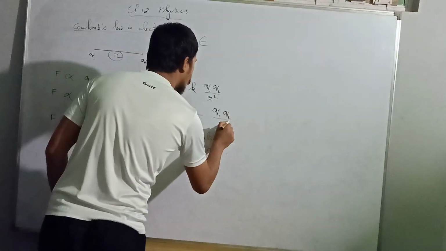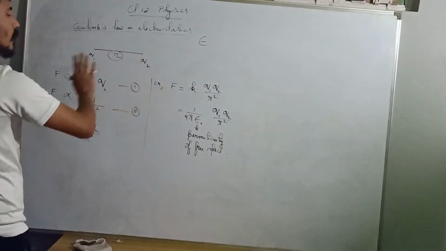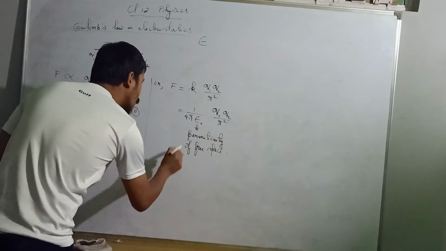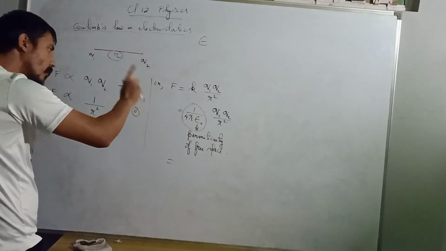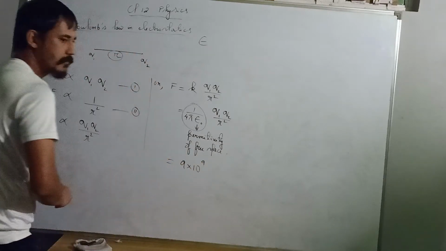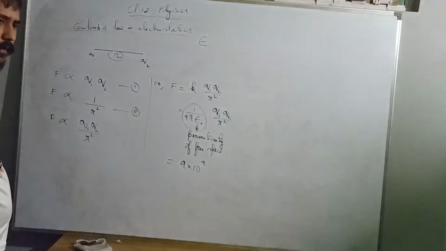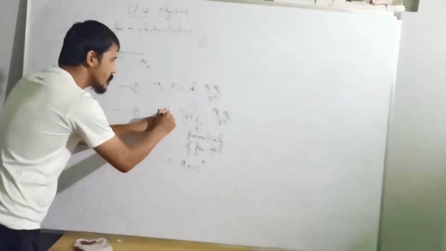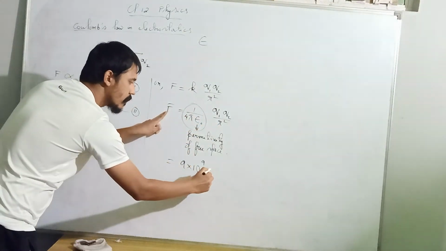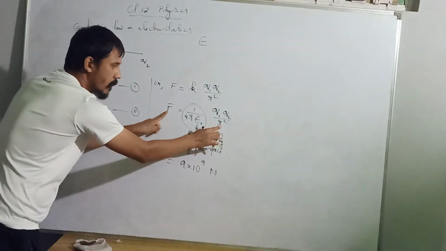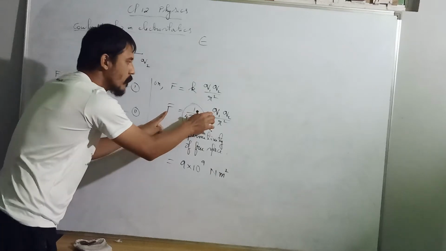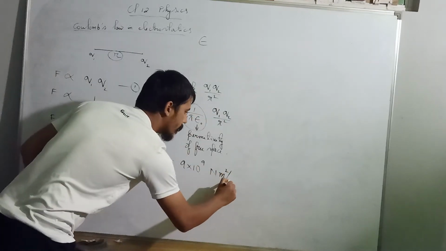F equals Q1 Q2 by R square times K. For now, you do not need the value of epsilon naught, the permittivity. So 1 by 4 pi epsilon naught overall is found to be 9 into 10 to the power 9. What will be the unit? Force means newton, R square is meter square, and coulomb square for the charges.